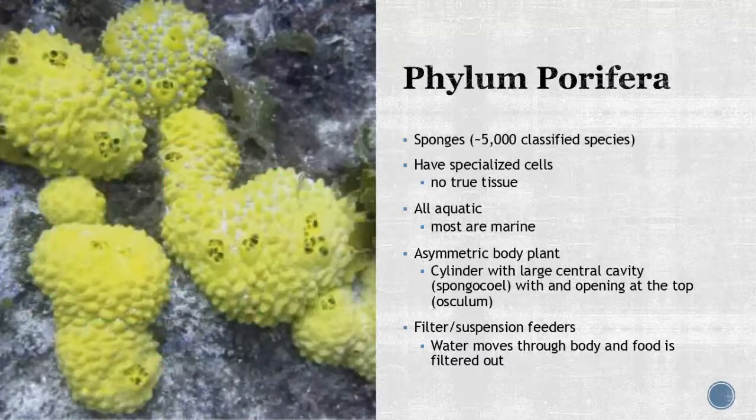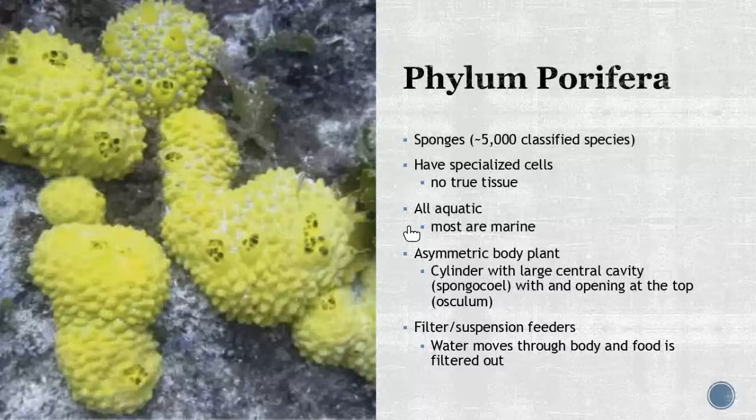Now, one that your book does love to talk about quite a bit is Phylum Porifera, which are your sponges. There are about 5,000 classified species. What's interesting about those is they do have some specialized cells. Our previous one only had 4 cell types, but we're going to start to get more specific types of cells that are going to have specific functions.